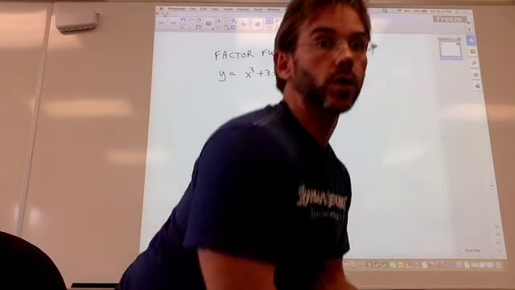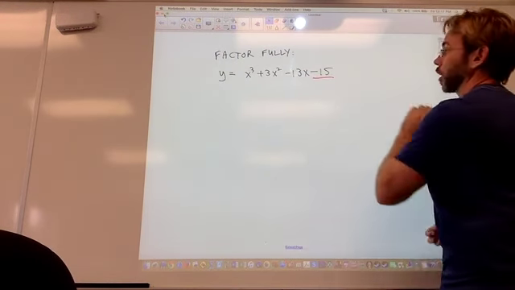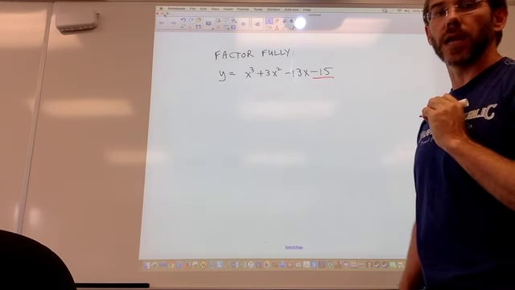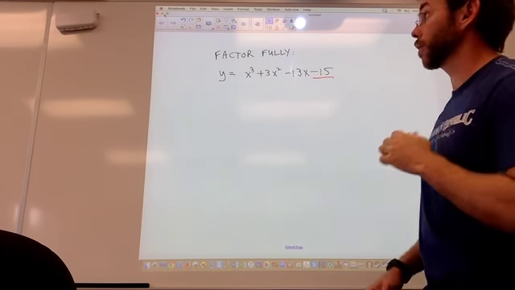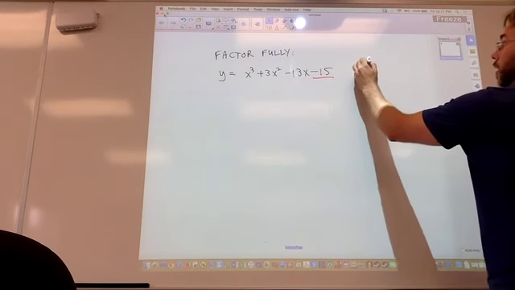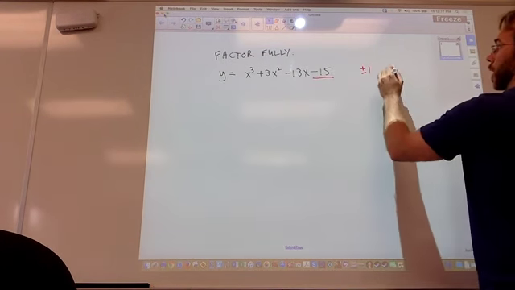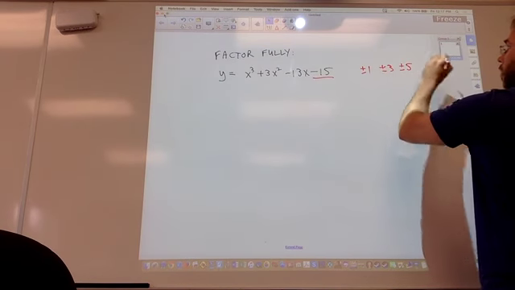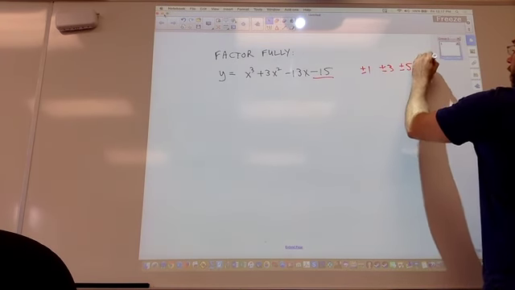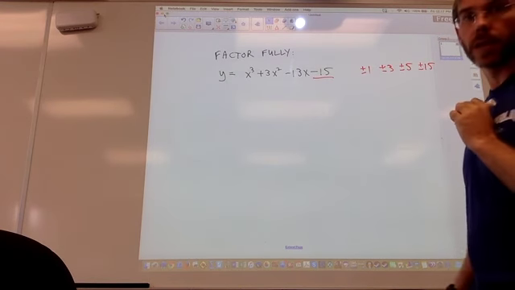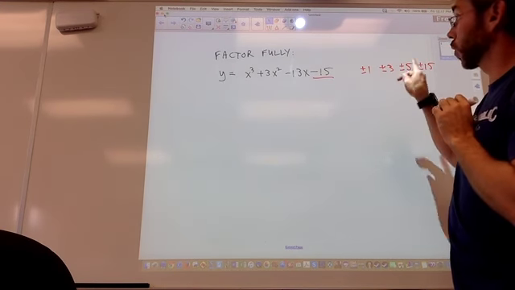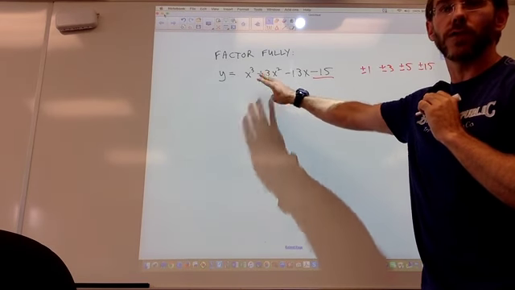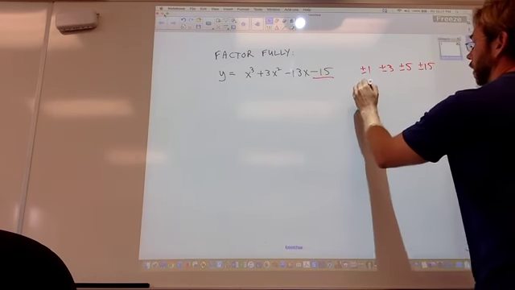And to do that, I'm going to work with this value of negative 15. One of the factors of 15 is guaranteed for me to be one of the factors of the entire cubic. So factors of 15 are plus and minus 1, plus and minus 3, plus and minus 5, plus and minus 15. So to find a factor, I'm going to slowly work with these numbers and substitute them into the equation to see if I get a y value of 0.